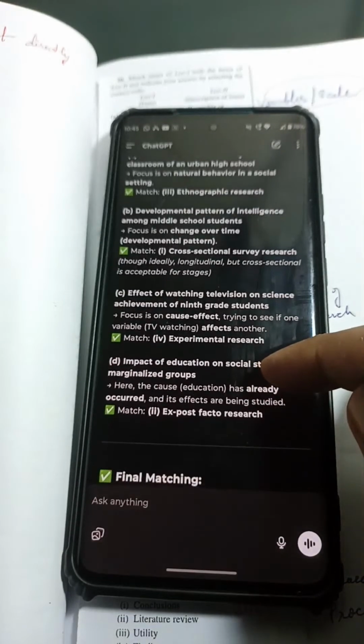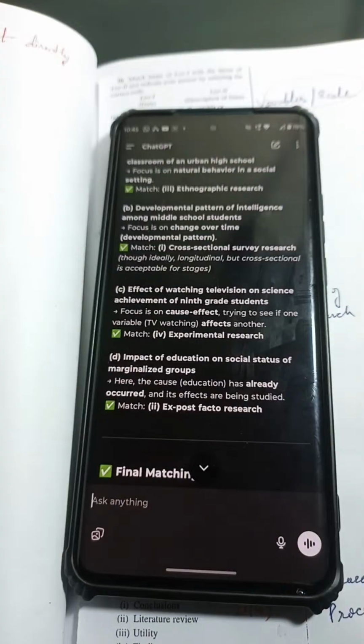Now we have effects of watching television on science achievement of ninth grade students. Focus on cause effect, trying to see if one variable, TV watching, affects another, and it's experimental. So we are experimenting, right? So watching television on science achievement of ninth grade students is a cause and effect, trying to see if one variable, TV watching, affects another. So they are trying to find the reason, so that's why it's experimental.